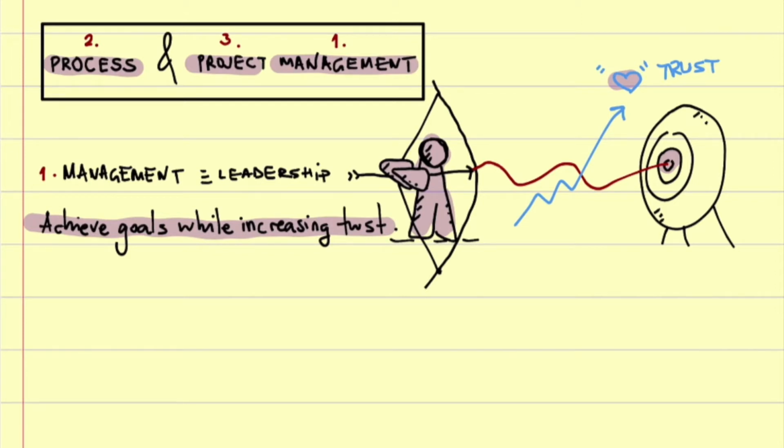If you increase trust, but you miss your goals, then you have made some friends, but you haven't been a leader. Okay? So, you need both. You need to achieve your goals while you are increasing trust. And this is very important. This is our definition of leadership or management. And when we think about leadership, we are trying to achieve certain goals. We will talk about goals a lot, while we increase trust. So we need to take the people into consideration, okay?